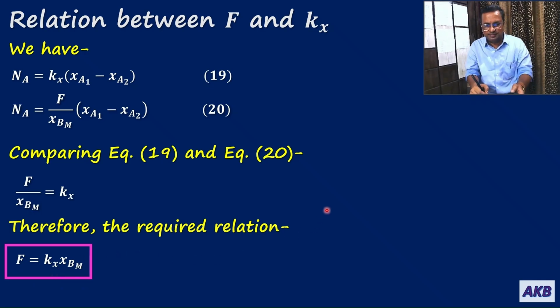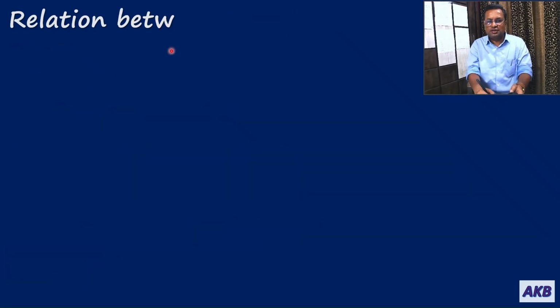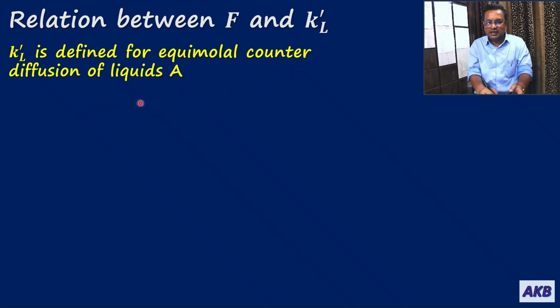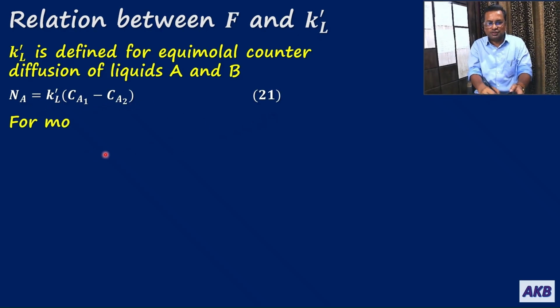Let us go ahead. Next, we will get the relation between F and KL dash. KL dash is defined for equimolar counter diffusion of liquids A and B. So the defining equation is Na is equal to KL dash into (Ca1 minus Ca2). Let that be equation 21.